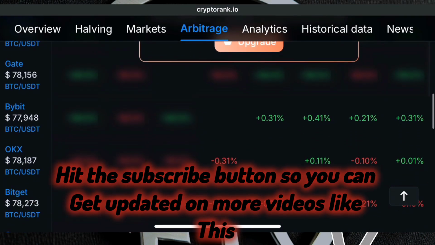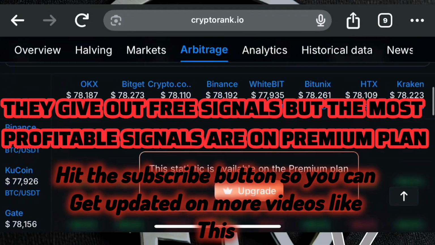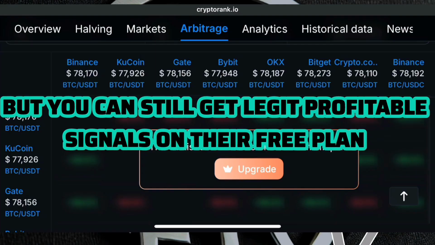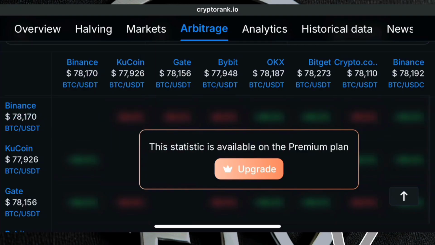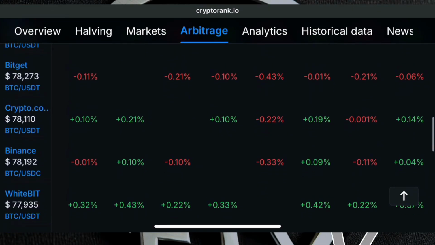I want you guys to take note that one thing about this platform is that they actually give out free arbitrage signals, but some of their signals you have to pay for before you can get them. But with the free plan, you can get whatever insight and tools you need. You can use the free plan to do whatever it is you want. I'll be showing you how. If you scroll down, you'll see the various information regarding the Bitcoin pair.